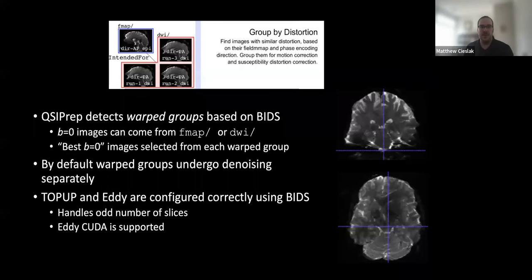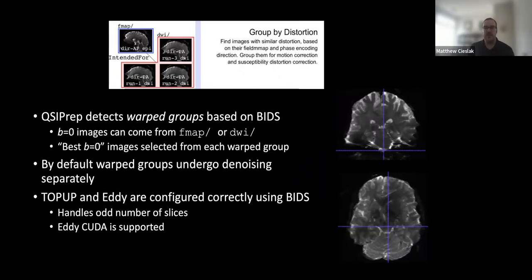So grouping by distortion and doing the susceptibility distortion correction, one of the other issues that we solved, or that we copied a technique from the Developing Human Connectome Project, was that we use this best B=0 image method. One of the things that is very common in scans in both the DWI directory and in the field map directory is that you'll get multiple B=0 images per scan. And TOPUP is only expecting a few example B=0 images from each warped group.